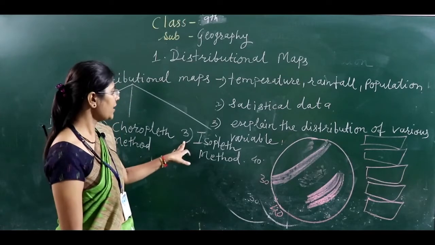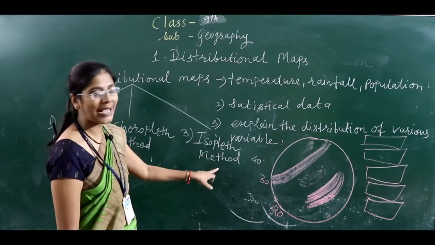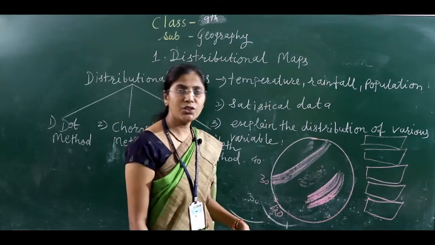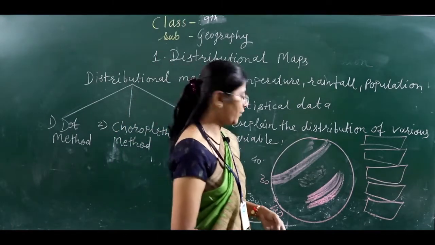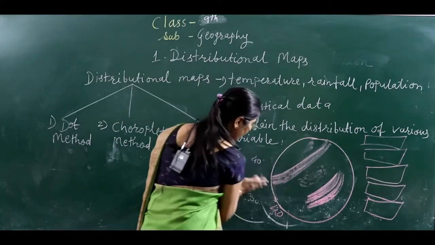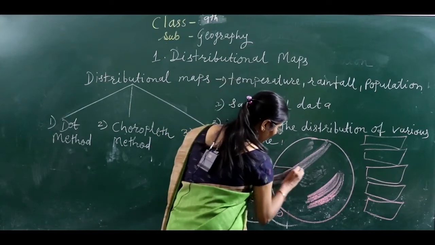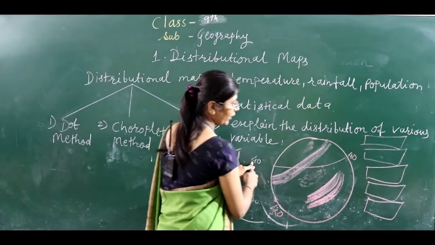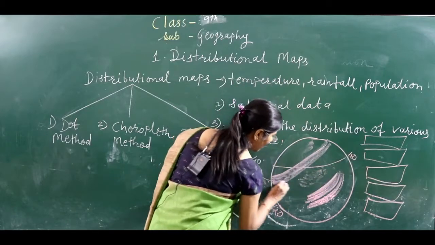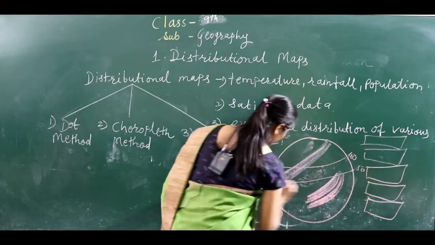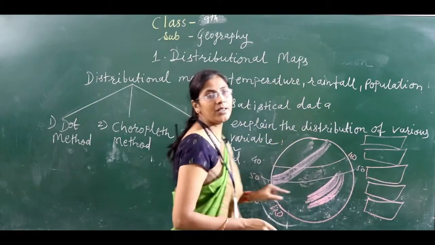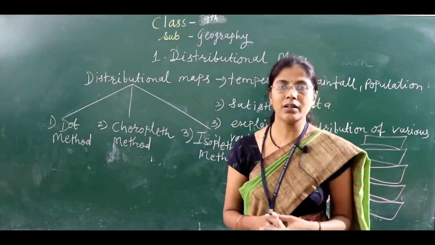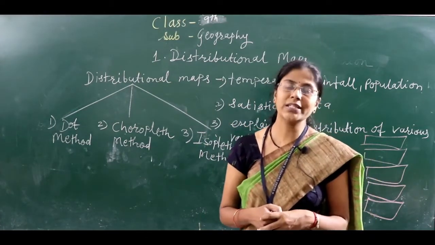Now we discuss the third one, the isopleth method. What is meant by the isopleth method? When the distribution of variables is continuous, we use the isoline. See, this is the isoline for continuous variables. There is a 40 and here is a 40. If there is a 50 and we also mention the 50, it means a continuous variable, and the isopleth method is used to show its distribution.